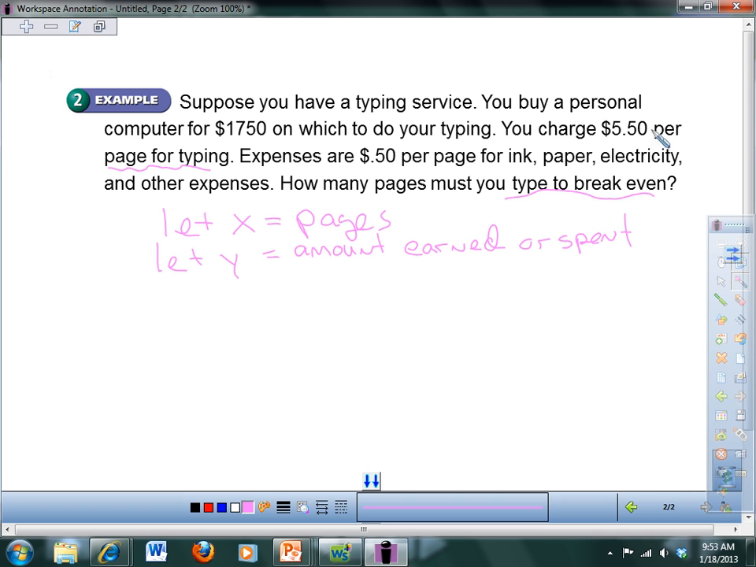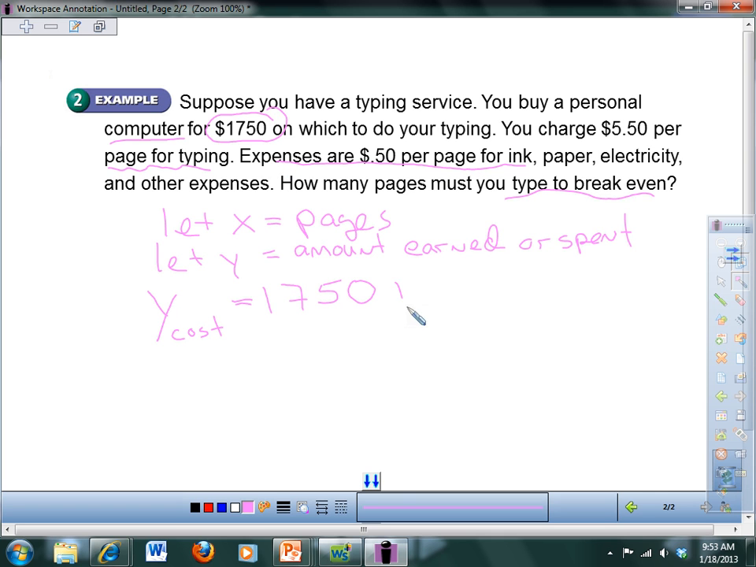All right. So you buy a personal computer for $1,750 on which you do your typing. You charge $5.50 per page. So let's try to come up with an amount for the y where this is your cost. How much have I spent so far? What are my costs? What do I have to buy before I can do this? Hello? What do I have to buy? You have to buy a computer for $1,750. Okay? And it also costs me 50 cents per page.